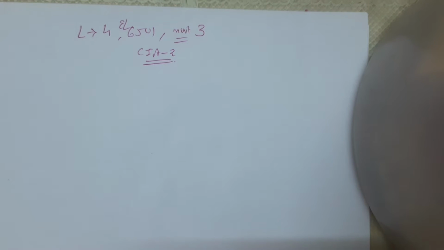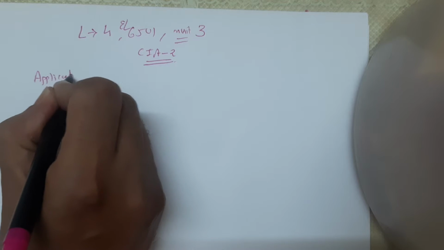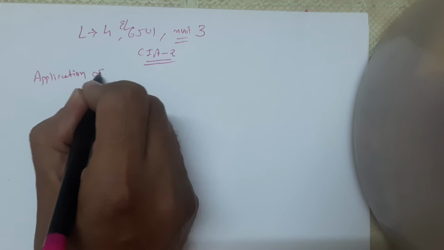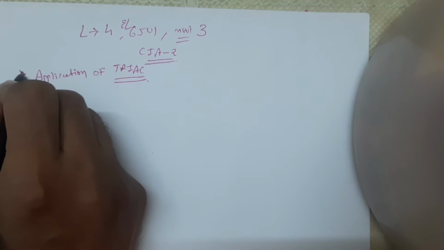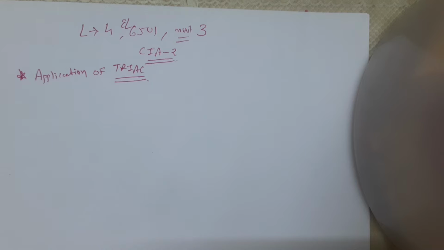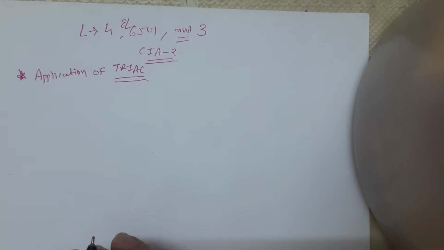For the CIA 2 exam, we are discussing the different applications of triac. A low gate current and voltage can be used to control the large load current and voltage. Therefore, triac is often used as an electronic on off switch.